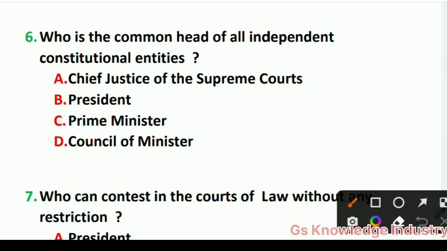Sixth question. Who is the common head of all independent constitutional entities? Here the right answer is option B, President.